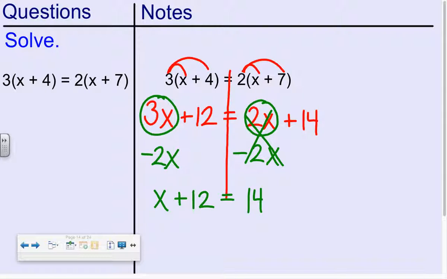Now you'll notice, since there's no number in front of the x, this is just a one-step equation. I just have to get rid of the plus 12 by subtracting. And then I'm done, because x is already by itself. 14 minus 12 is 2.